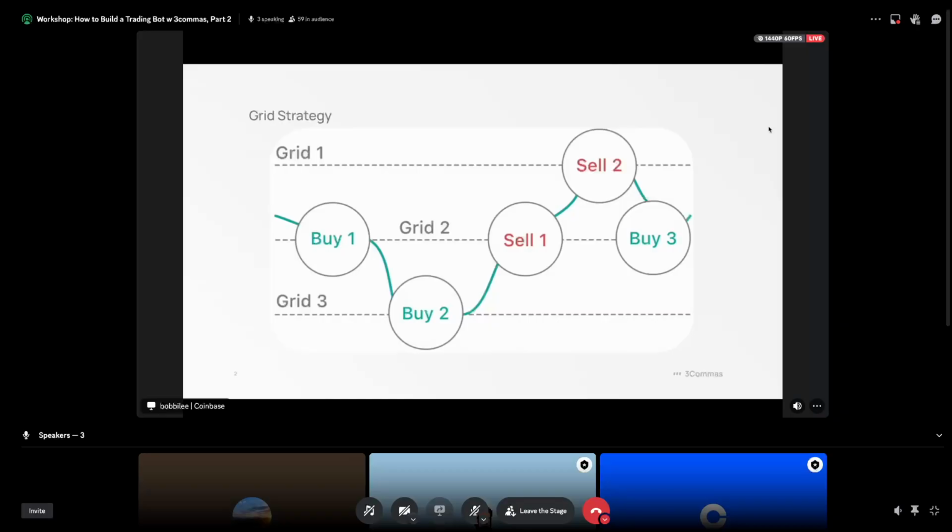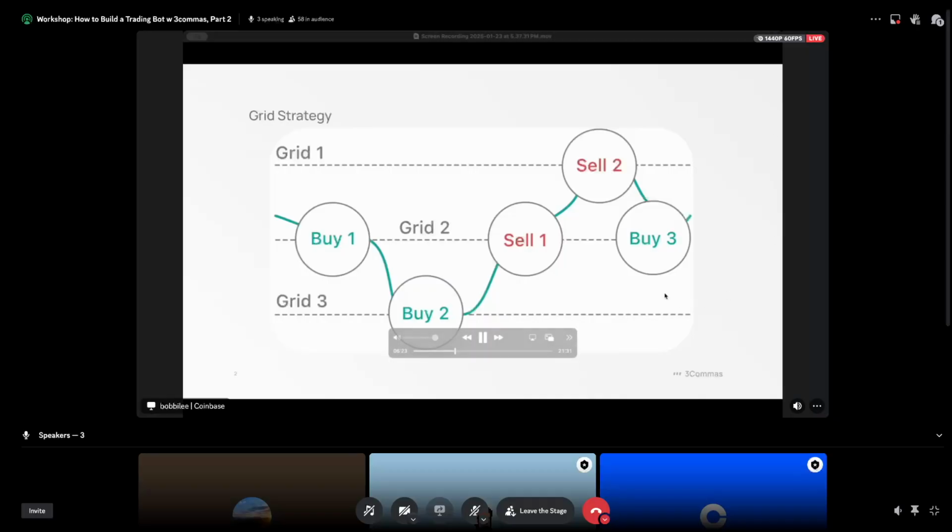So after identifying this price range, you need to set up grid levels. So how many intervals the price range is divided into. It means that a high number of grid levels means more frequent trades, but smaller profits per trade. While fewer grid levels result in fewer trades with higher profits per trade. Again, we will see later how it works.